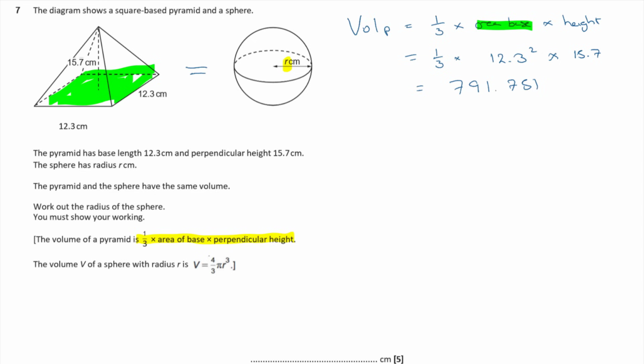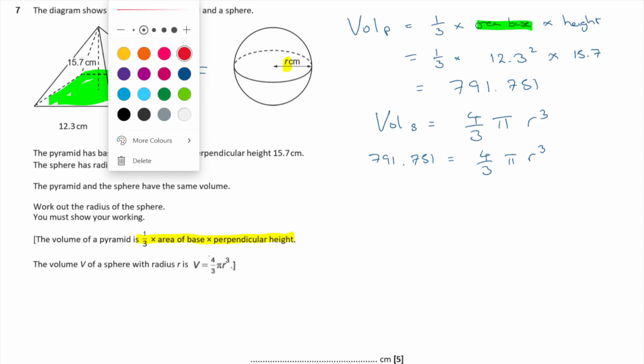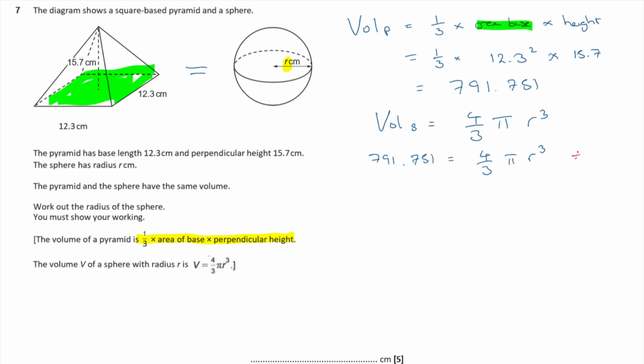So we know that the volume of the sphere is equal to 4/3 pi r cubed. Okay, so subbing in what we know, that is 791.751 there, and we want to get r by itself, don't we, really? So we're going to have to rearrange this to make r the subject. Okay, so I'm going to multiply through by 3 and divide through by 4 pi basically. I'm going to divide by 4 pi and times by 3, aren't I?